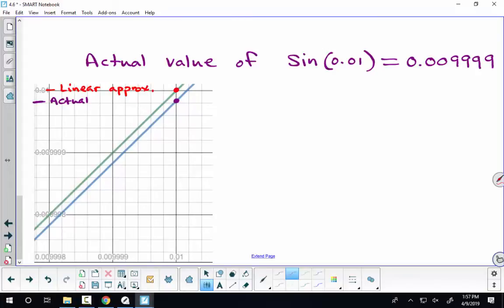Okay. Does that make sense? Hopefully visually seeing that helps us reconcile what we're actually doing with the math. Do you all have any questions? Okay.